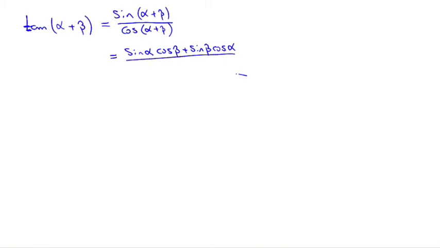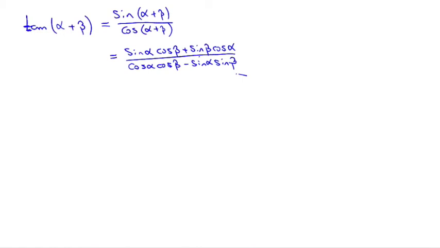Cosine of alpha plus beta becomes? She's cheating. I'm supposed to memorize it by now. No, go ahead, cheat. Cosine of alpha cosine of beta, minus sine of alpha sine of beta. Look at that.